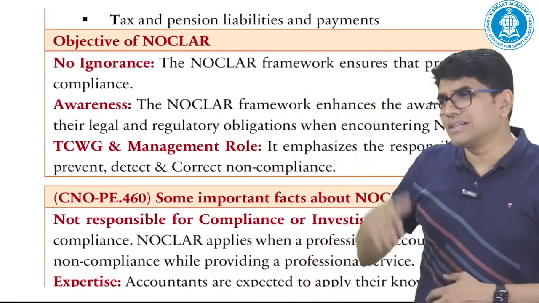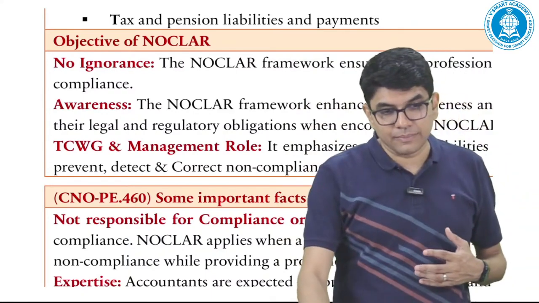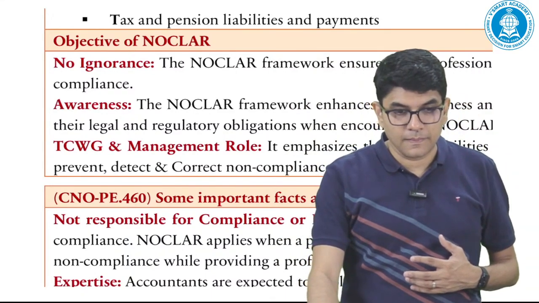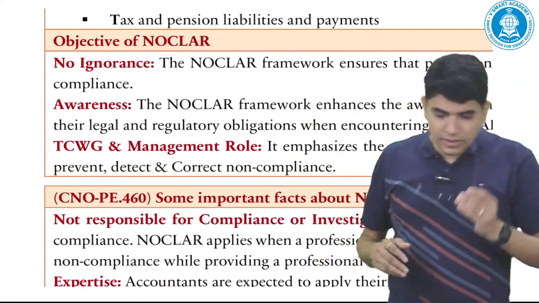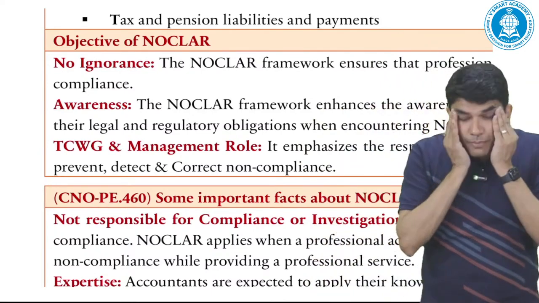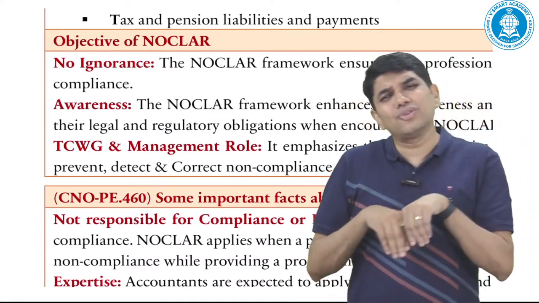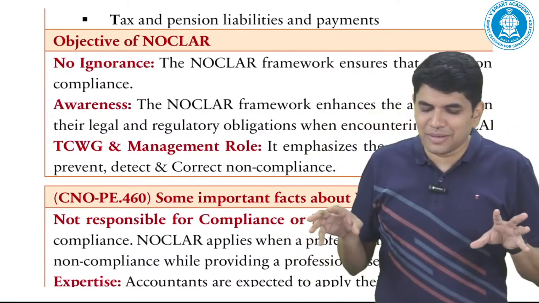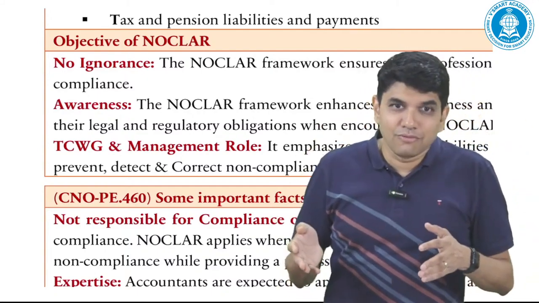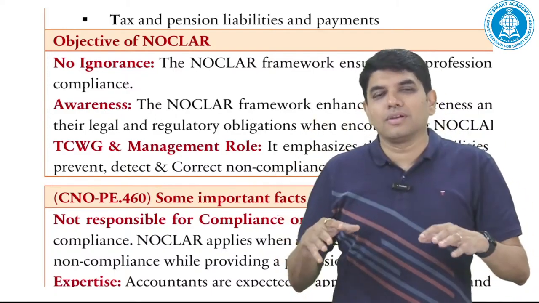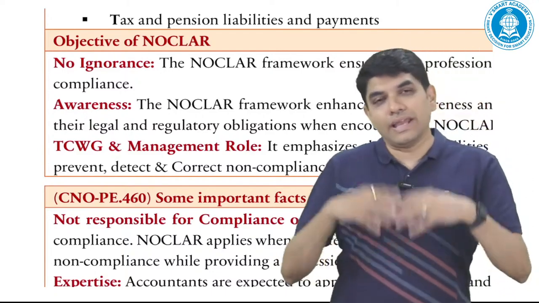Okay, what is the objective? What is the ultimate target? Here, objective means target. Why was NOCLAR created? So it's again very simple. Many times, because of lack of clarity, whenever a chartered accountant came across non-compliance, they used to get freezed. They were not aware of what to do in these circumstances. To educate them, to guide them, to clarify, we have NOCLAR.